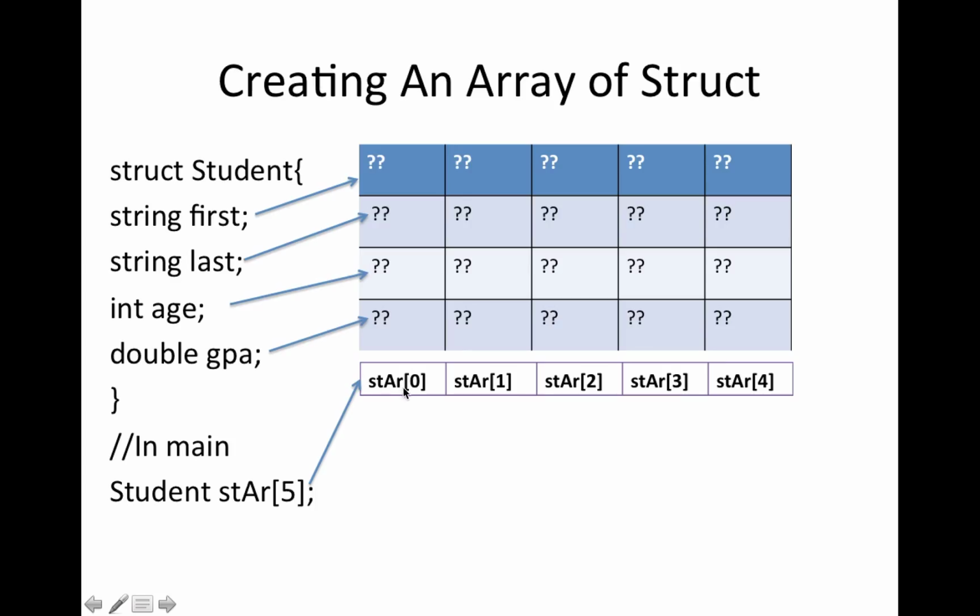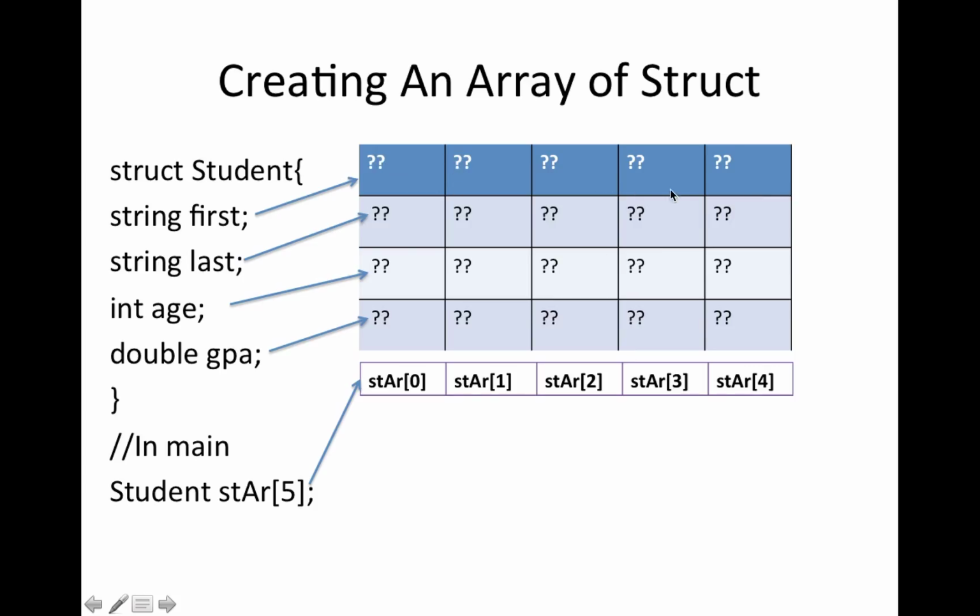So the first member is str square bracket 0, the first member of this array, and the first name field of that is this. The last name is this, age is this, and GPA is this. And the same way, str1 has the first name field, last name field, age field, and GPA. And str2 array member has the first name field, last name field, age, and GPA, and so on.